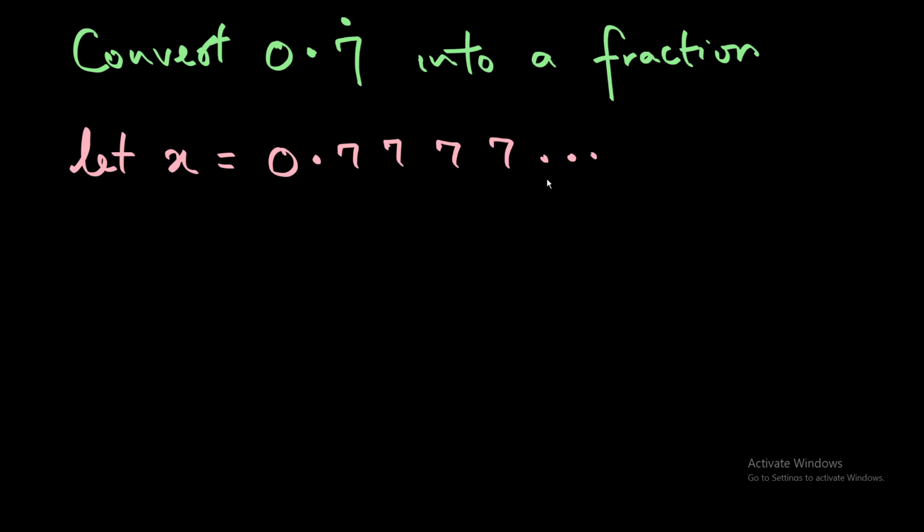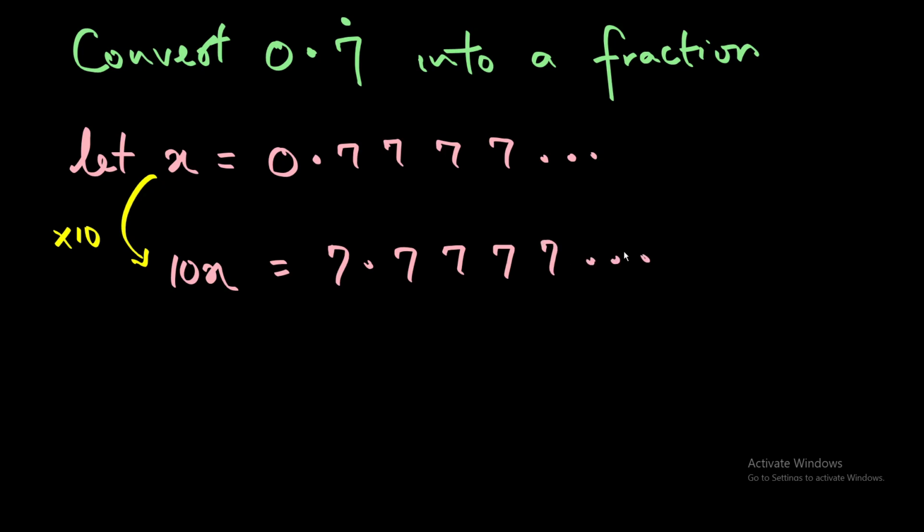And now, because the digit that's recurring is a single digit, which is 7, we're going to multiply this first equation by 10. So if we multiply this by 10, we're going to have 10x, and of course multiplied by 10, this becomes 7.777, and then it goes on forever. So what we're going to do is bring the top equation down here. That's x equals 0.7777, and then it goes on and on.